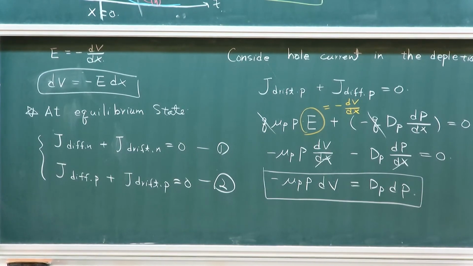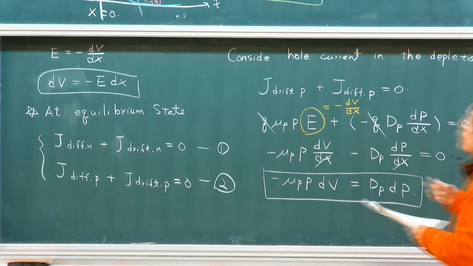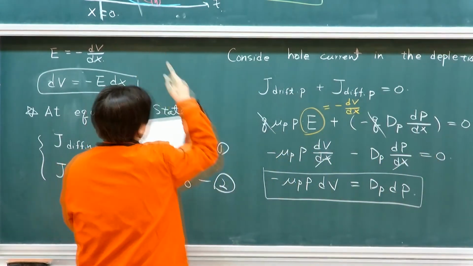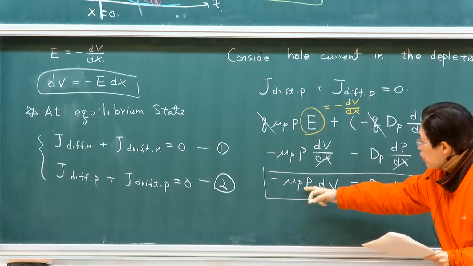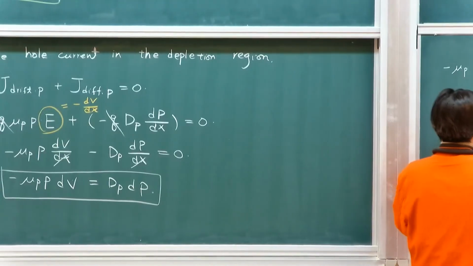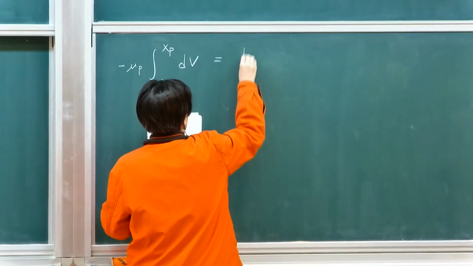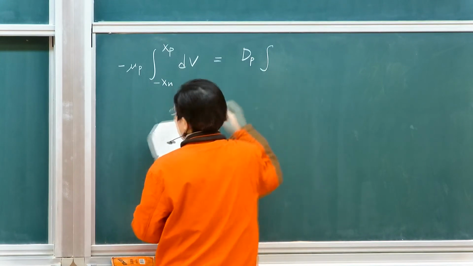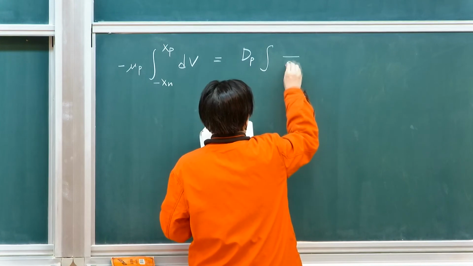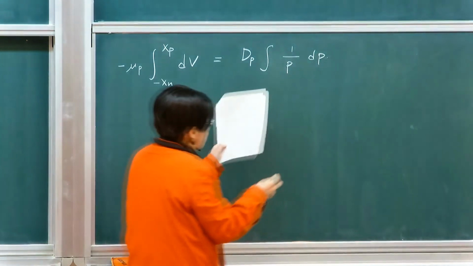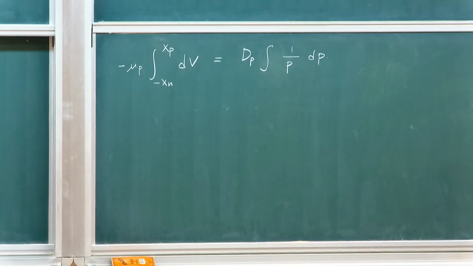The equation can be rewritten as minus p. If I'm integrating from minus xn to xp, this is within the depletion region, the boundary dV. So the right-hand side, I'm moving the p over. And on the left-hand side, it will be p. And because the p is integral into the right side of the equation, will be 1 over p dp. So this is just algebra. What you do is that you move the p over and integral the left side.